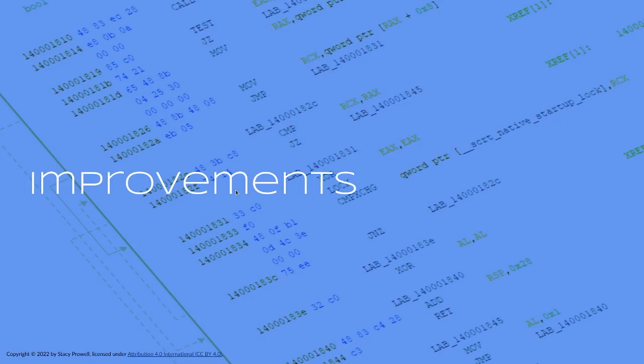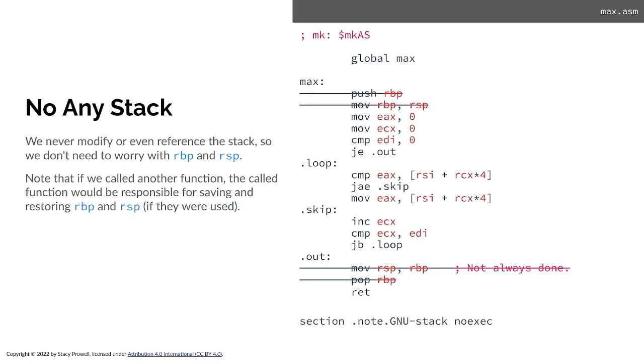Let's think of some improvements we can make in our code. We never use the stack. We never refer to anything on the stack. We have no reason to do the stack stuff, right? I mean, we just don't. We never do anything with it. So let's get rid of it.